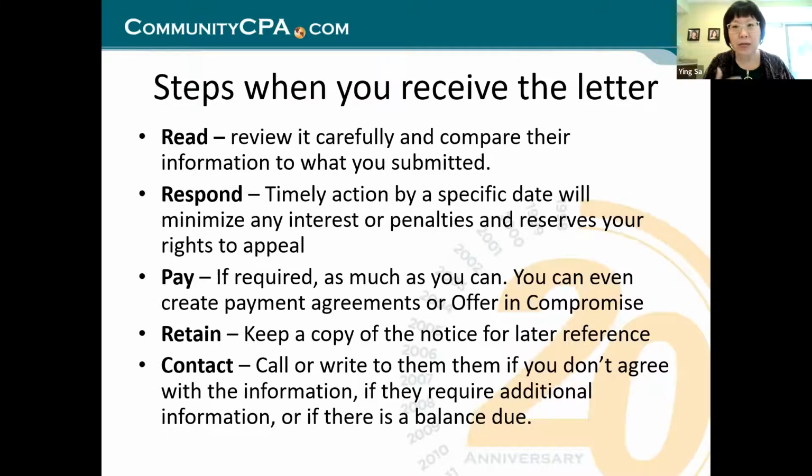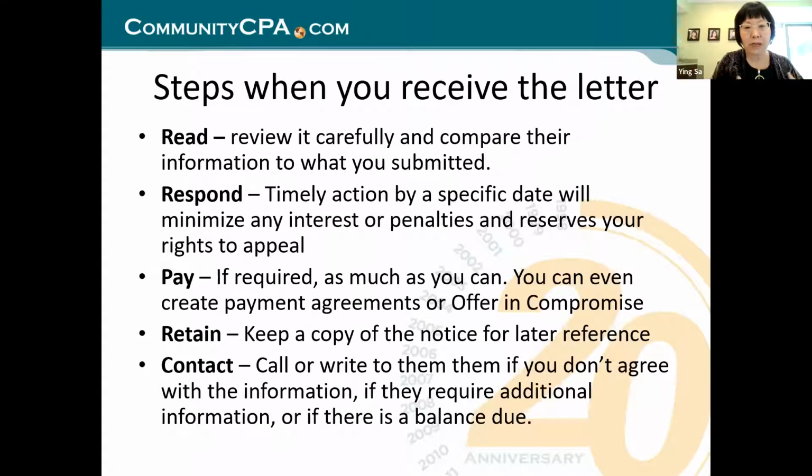And respond timely. Remember, CP 2000 is 30 days. The letter will tell you how long they give you to respond. Always notice the letter date, and your envelope receive date is also important, and make sure you respond timely.